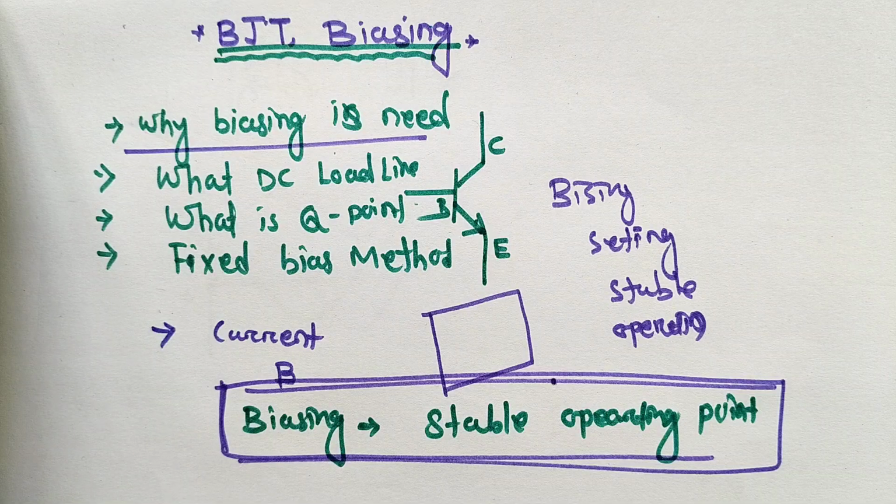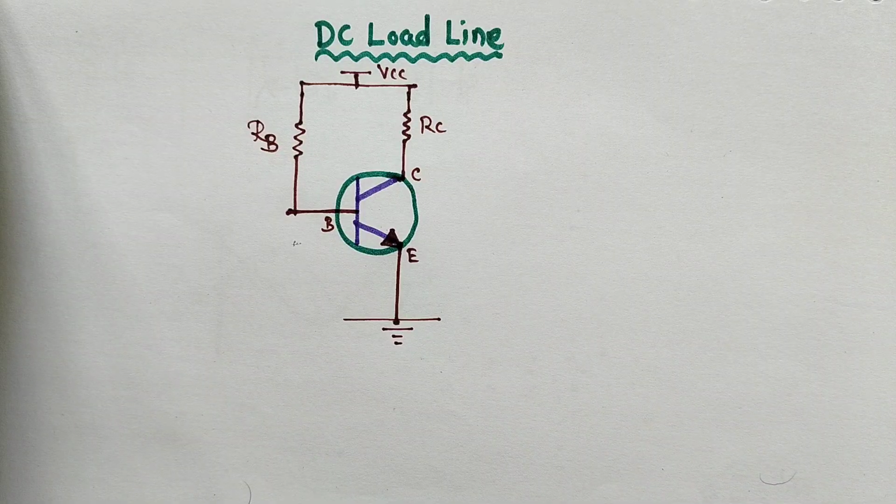Next, what does good biasing ensure? Good biasing amplifies the output without destroying it, switching is reliable, the device remains safe and stable over any temperature. Next we start with what the DC load line is. For deciding the stable point, we first need to know the DC load line.